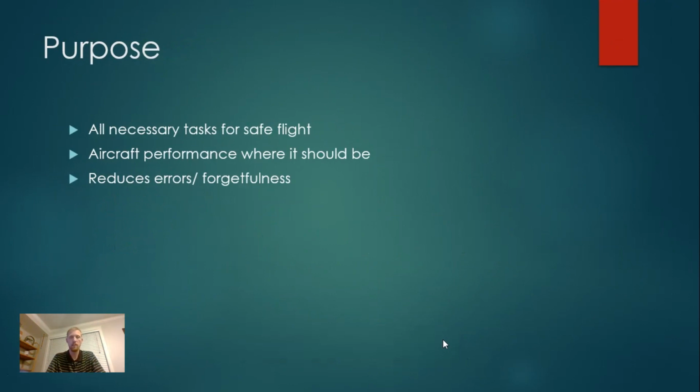So the purpose, as I mentioned, is to make sure that the aircraft is ready to conduct a safe flight. We want to make sure the engines are operating within the standards they should be and everything else. We want to make sure it's all working well on the ground so that when it's up in the air, everything should be good. We also use these pre-flight checklists to reduce errors and forgetfulness. We don't want to forget to check anything that needs to be checked before flight.